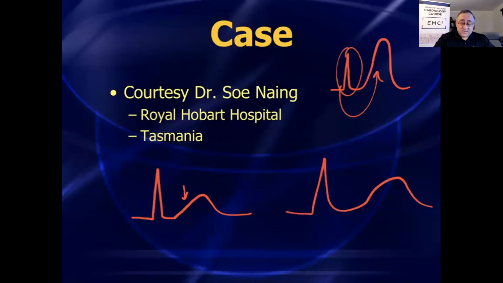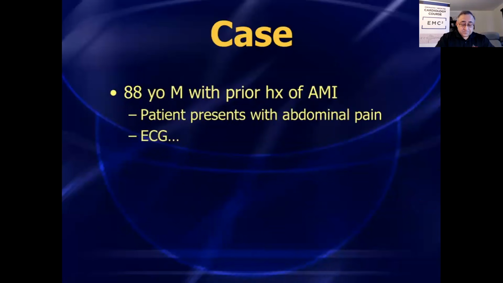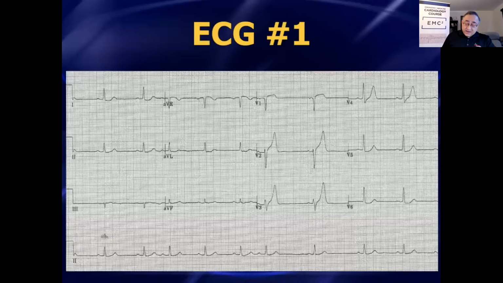Let's do some more cases. This is from Tasmania. An 88-year-old who came in with upper abdominal pain, but without significant tenderness. We get a 12 lead. Here's the original 12 lead ECG. And what do you notice?